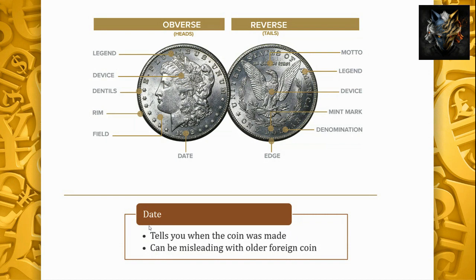If you see a date that says 1855 and it looks like a newly minted coin, you probably want to do some research on that coin to find out if it's actually that old. You may have found a gem, but most likely it's either a reproduction or something where the coin may not be an actual coin, it may be something like a bullion piece.